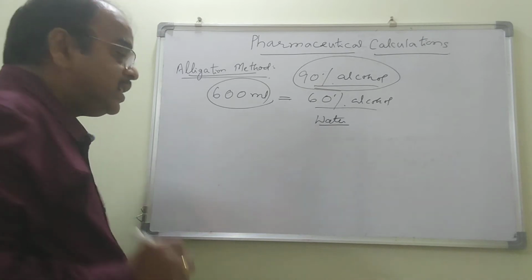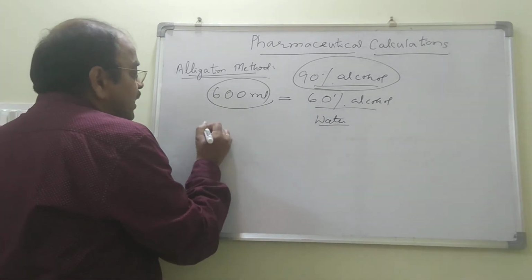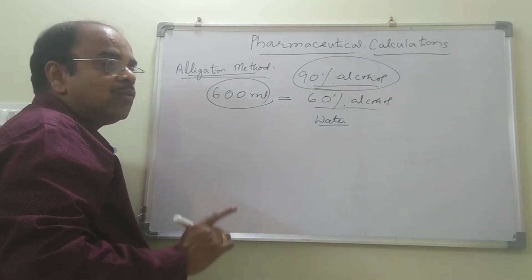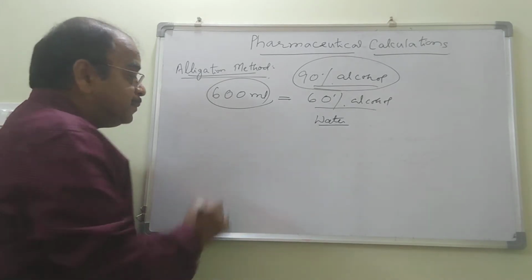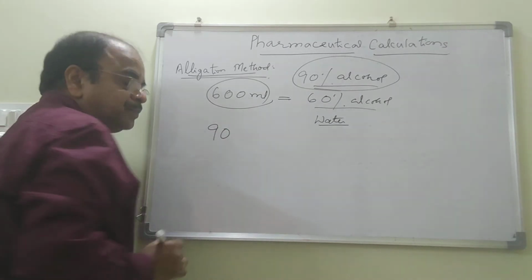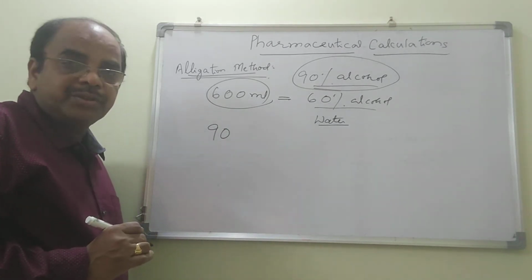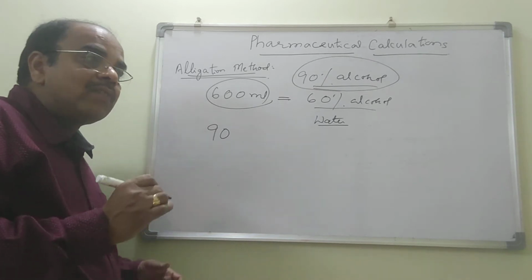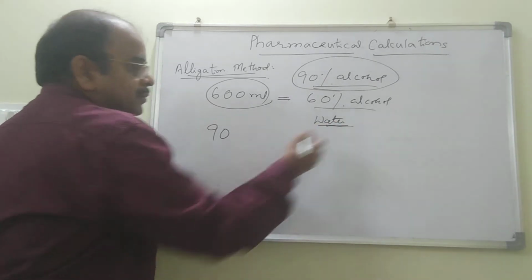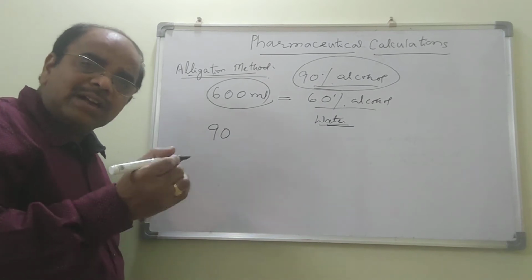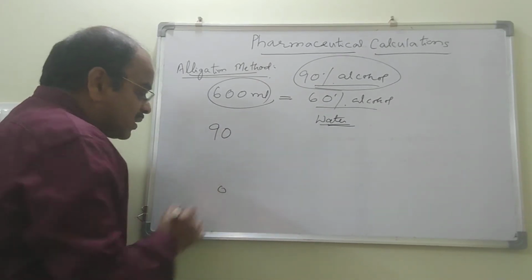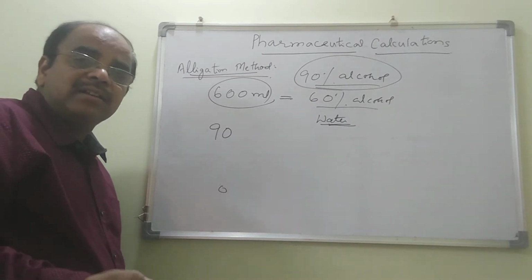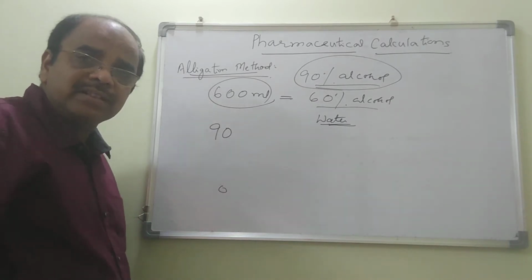What is the alligation method? Here we write the strength of the concentrated solution first. What is the strength of the concentrated solution? 90%. Next, what is the strength of the dilute solution? What is the solvent for dilution here? Water. Water we can write as 0% alcohol, because alcohol is not present in the water.